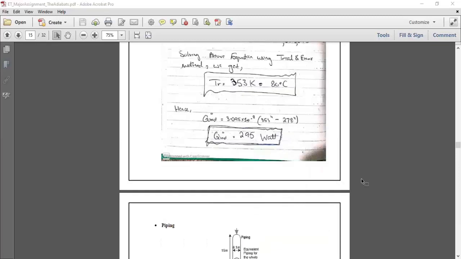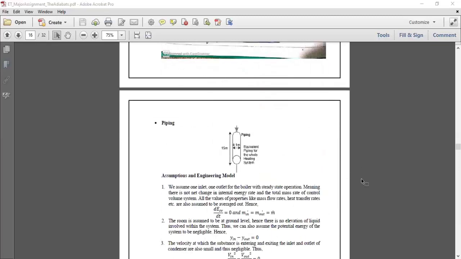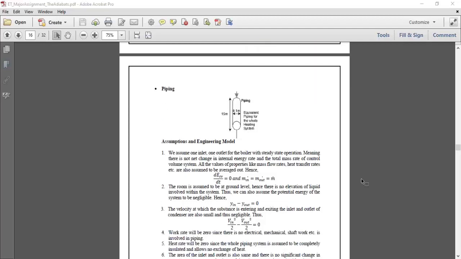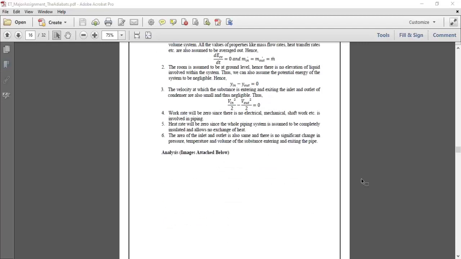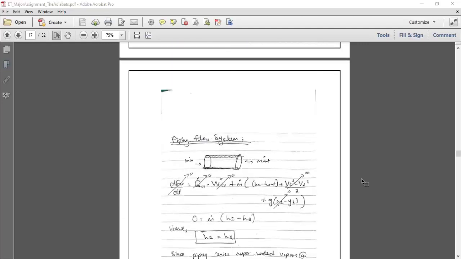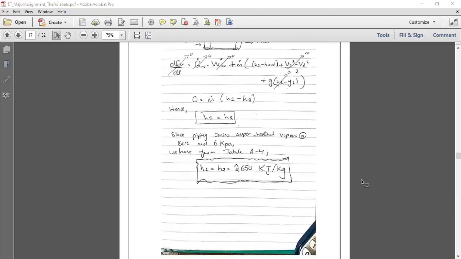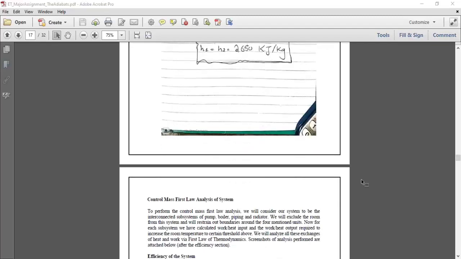Lastly, we have the piping system with similar assumptions for steady state, potential energy, kinetic energy, and the work being done. Similarly, we are assuming the pipe does not radiate any heat and has the same area for inlet and outlet. Thus, there is no significant change in pressure, volume, or temperature of the substance. Substituting our assumptions into the energy rate balance expression, we end up with input enthalpy equal to output enthalpy, which is found using the table for superheated vapor at 80 degrees Celsius and 6 kilopascal as assumed earlier.